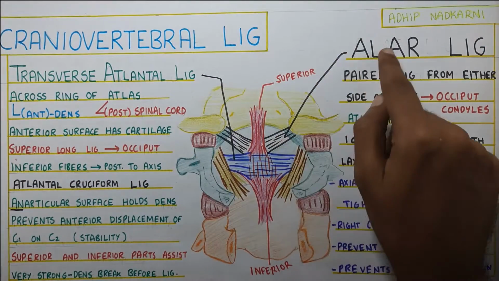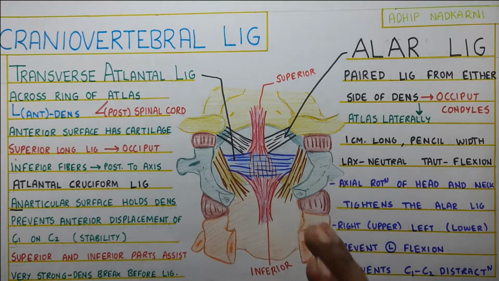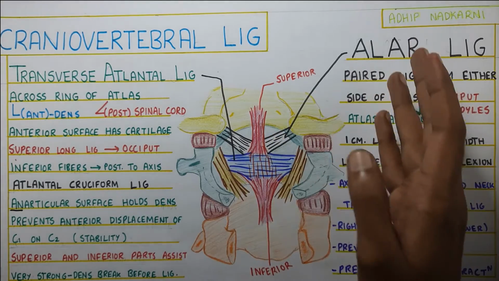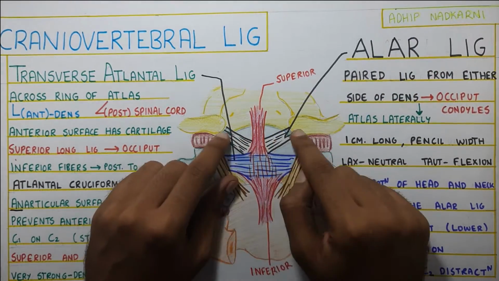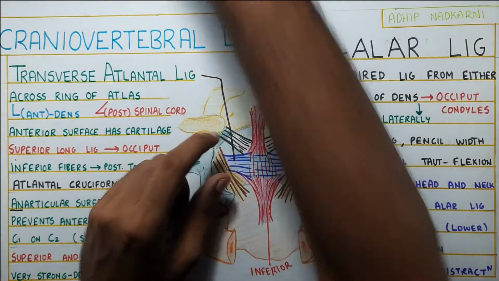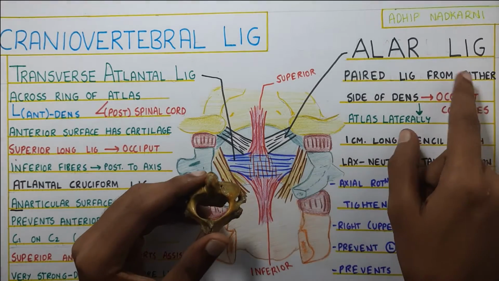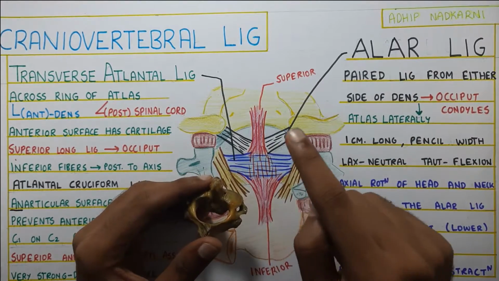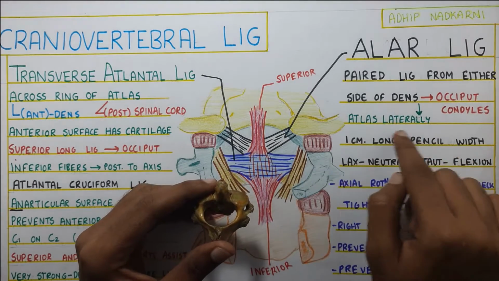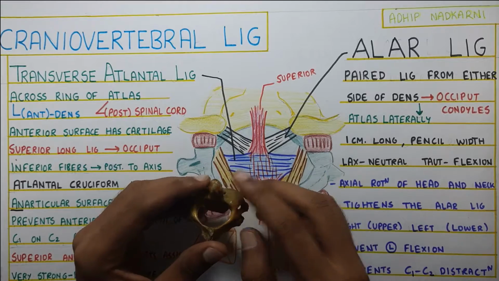Now there is also the alar ligament, and also if you can see over here, brown is the deep part of the tectorial membrane, which we'll be talking about in a while. So the alar ligament is paired, and it goes from the side of the dens. So I get the dens over here. From either side of the dens, it will go and attach to the occipital condyles on top, and also slightly on top there is the atlas, right? It will also go and attach laterally to the atlas. It is around 1 centimeter long, and it is of pencil width.